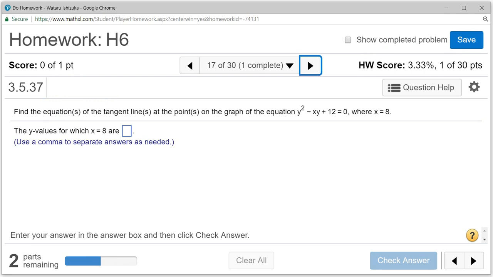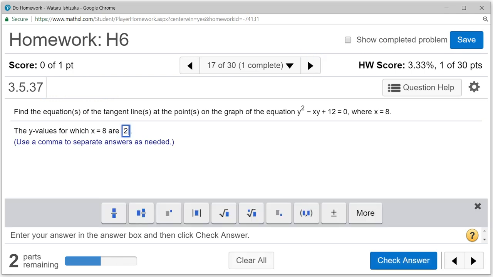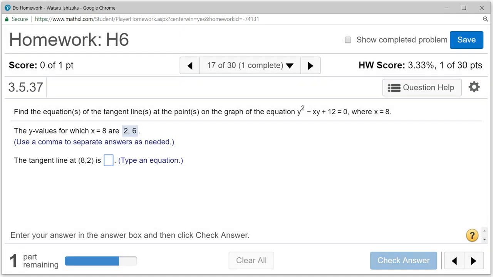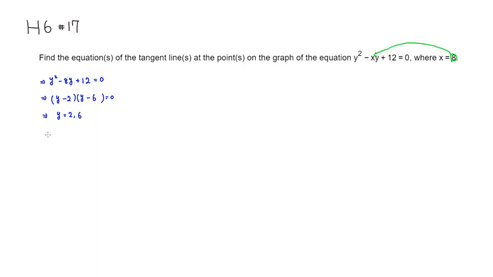So let's type it in. It's 2 comma 6. Check the answer. We got that. The tangent line at 8 comma 2 is, so we just need to find, we have a point, x1 comma y1, so this is 8 comma 2, and we need to find the slope. So we need to take the derivative.